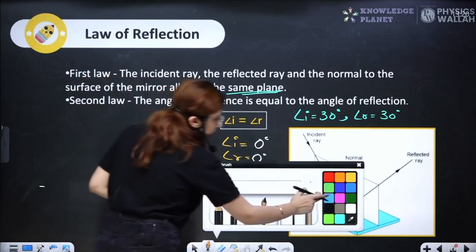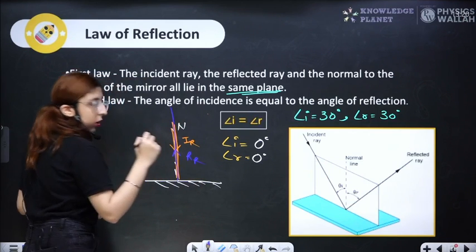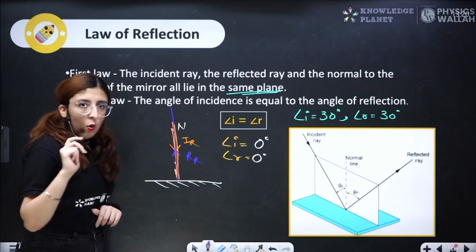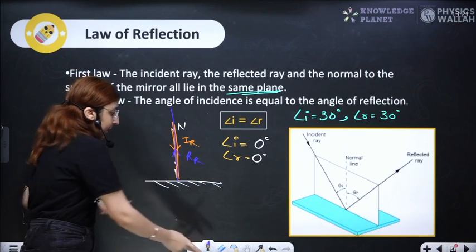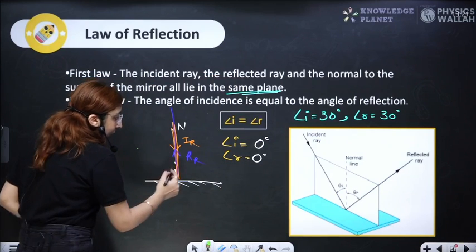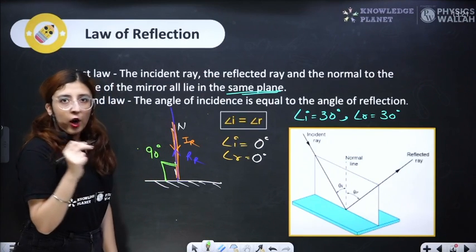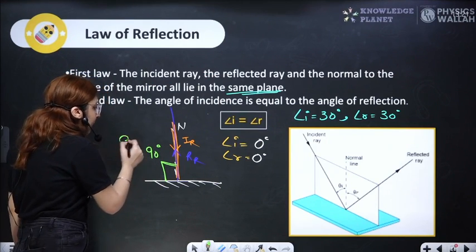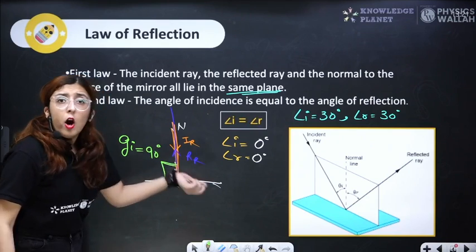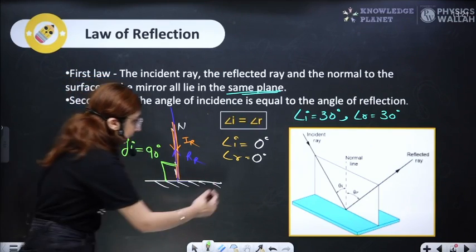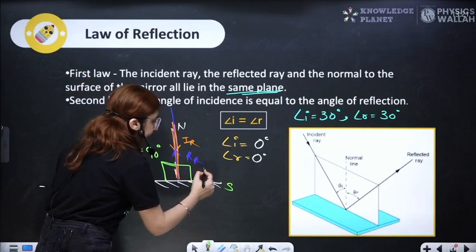Let me make it with some other color. Have a look, purple, I believe you all can see. This is the reflected ray. Now, the glancing angle of incidence is the angle between the incident ray and the surface. Can you all see that? The angle between the incident ray and the surface is nothing but 90 degrees, so here my glancing angle of incidence will be 90 degrees. Again, the glancing angle of reflection is the angle between the surface and the reflected ray. Have a look, 90 degrees.